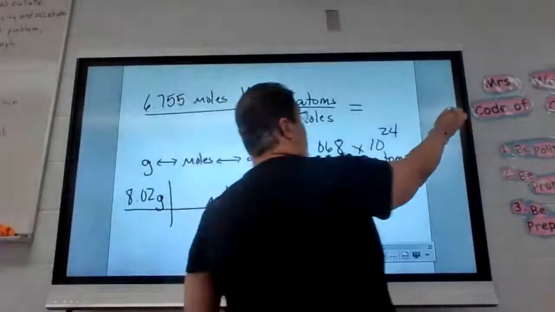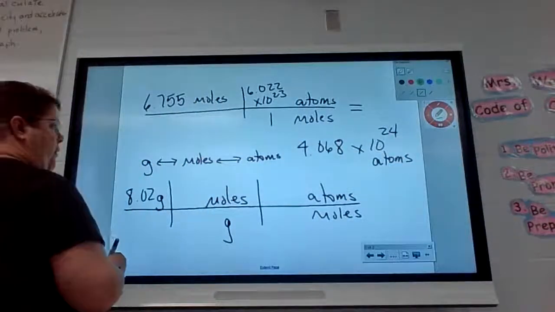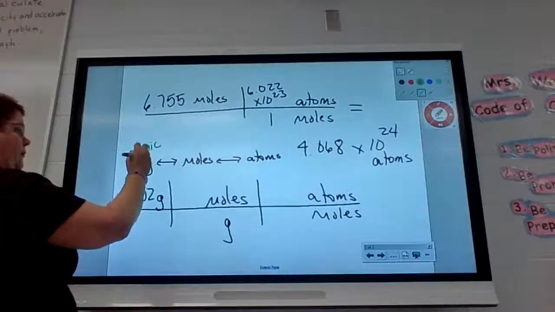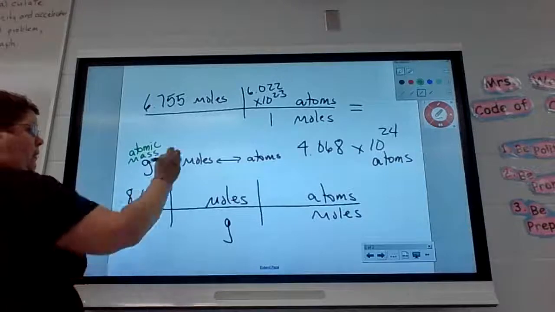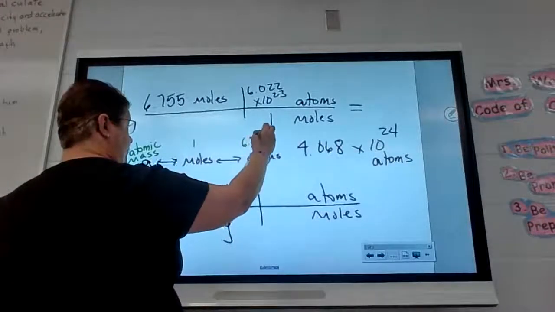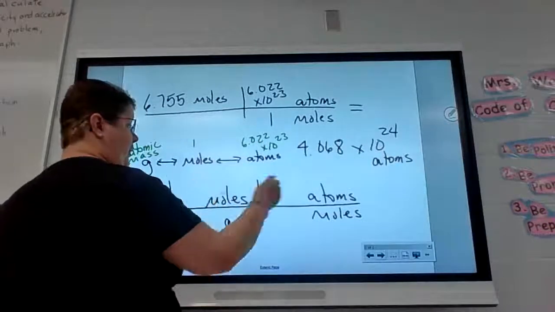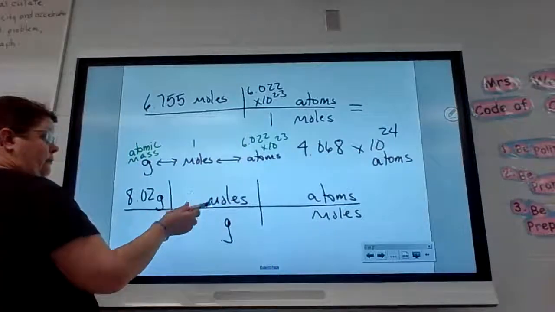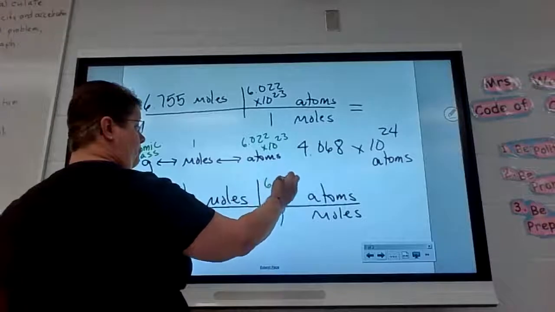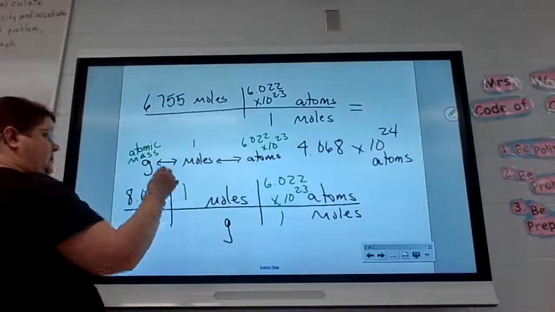Now, if you have grams, what always goes beside grams? What always goes next to moles? What always goes next to atoms? Avogadro's number. It never changes. So when you go to fill in your chart, what goes next to moles? What goes next to atoms? And grams is the atomic mass.